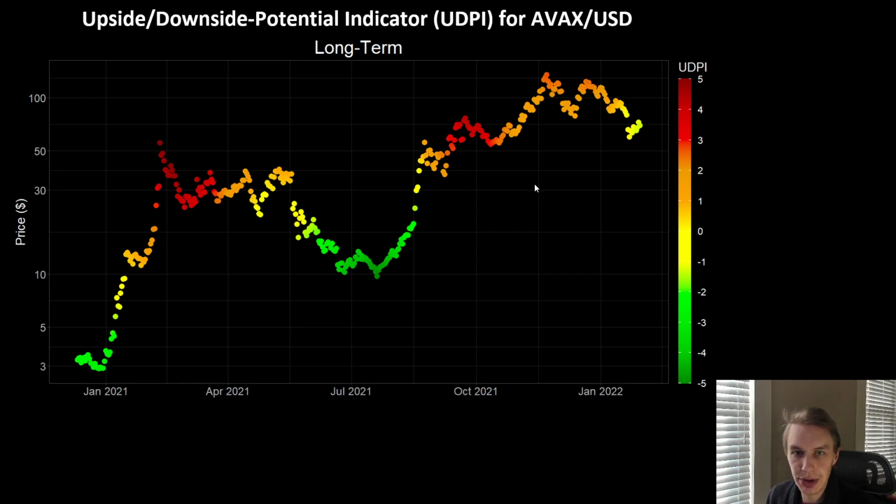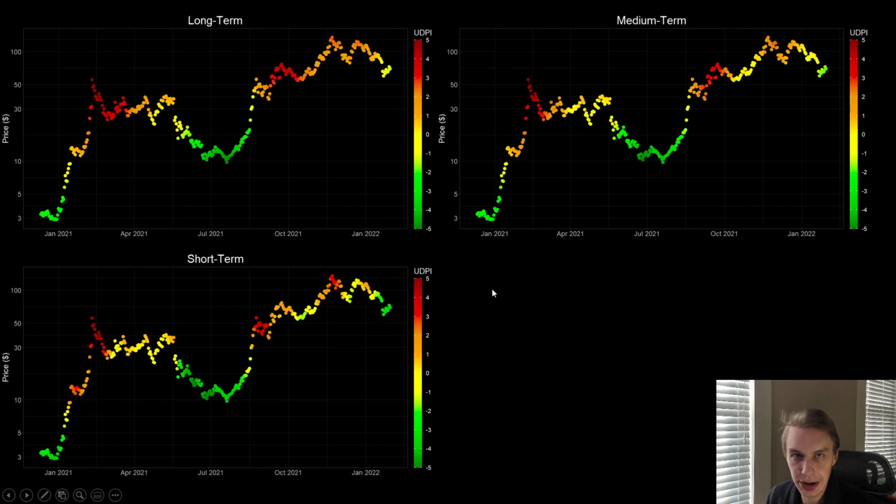What I want to show you next is to compare the different time frames. As I mentioned, we have different versions of the UDPI. I was just showing you the long term. We also have a medium-term version, which cares about moves that play out over weeks to months, so a bit shorter in its focus. It cares a little bit more about some of the volatility that happens in between these big moves.